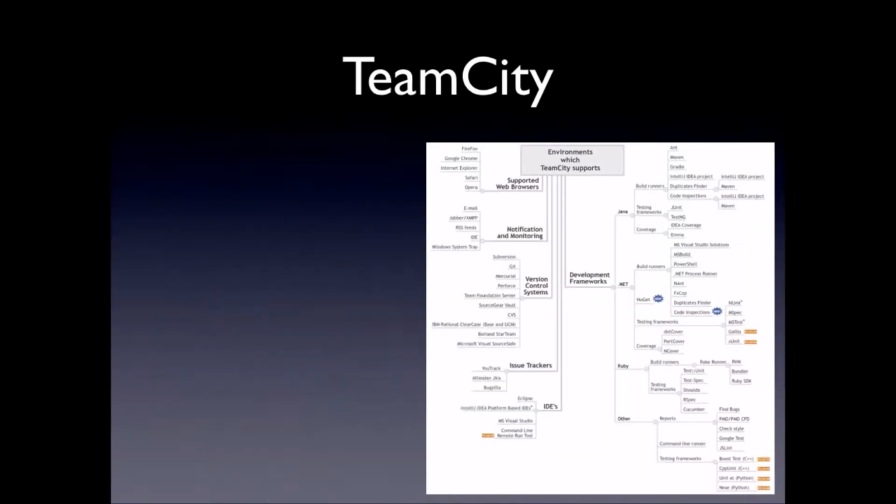Here is a simple diagram showing all of the different technologies that are supported, from different browsers to different version control systems, development frameworks, both in Java, .NET, as well as Ruby and others, different build runners, different unit testing frameworks. It is quite heterogeneous in what it offers.